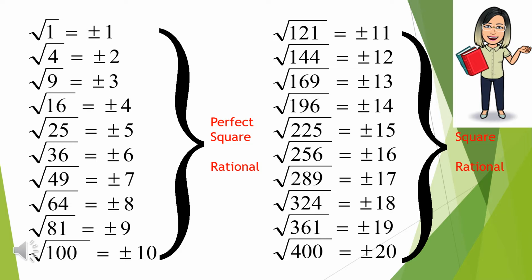Square root of 1 equals plus and minus 1. Square root of 4 equals plus and minus 2. Square root of 9 equals plus and minus 3, and so forth. Square root of 121 equals plus and minus 11. Square root of 144 equals plus and minus 12. Square root of 169 equals plus and minus 13, and so forth. All the numbers given here are perfect squares and at the same time rational numbers.